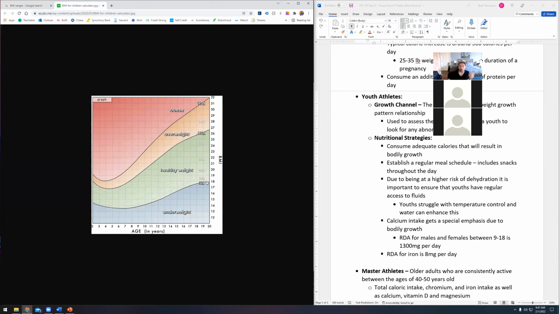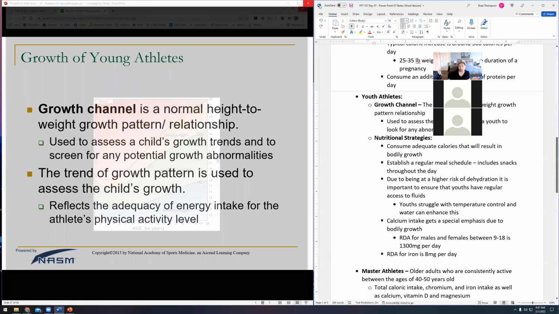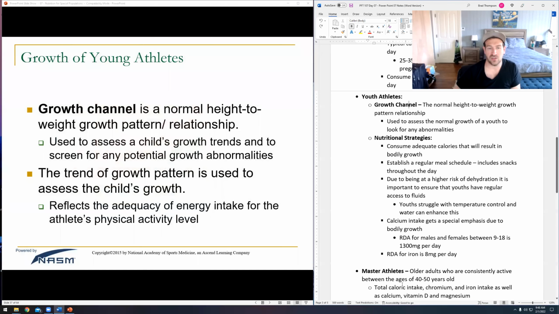Anywhere from the 5th percentile up to the 85th percentile, that's great. Anything from 85 to 95 is overweight, and anything above 95 is going to be considered obese. Anything below 5 is going to be considered underweight. That's what we call the growth channel, and it's how kids grow. It's really rapid, then it slows down like crazy, and then picks up a normal pace after that.